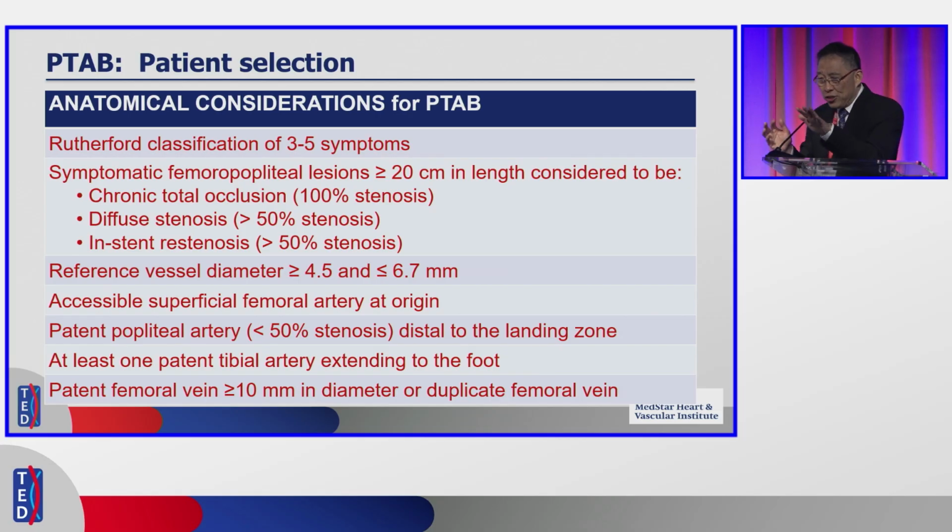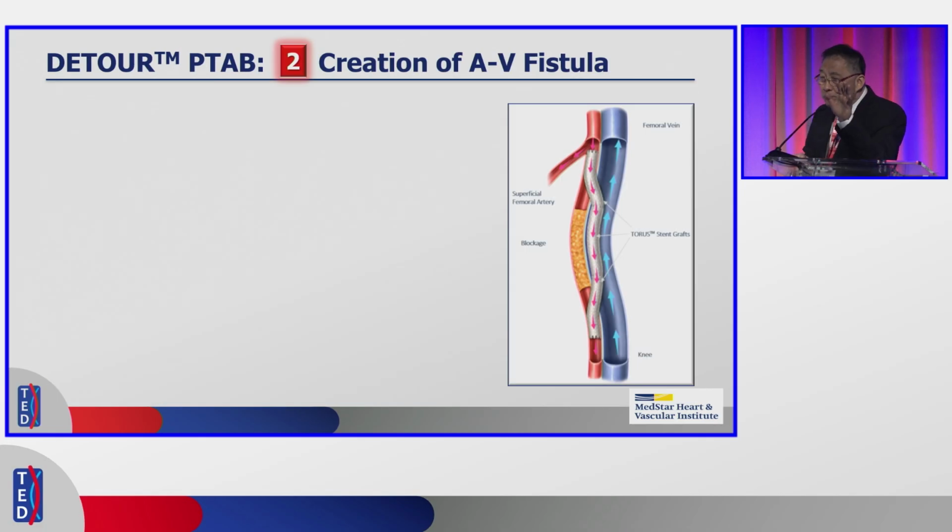Patient selection, I think this is very, very obvious: the CTOs, symptomatic, of course. Then the key thing is I have to have a vein that's more than 10 millimeters, or a duplicated femoral vein. The last thing you want is a small vein, then you cause DVT and all the problems. Then you like to have at least 1 vessel runoff. And for me personally, I like to have at least 2 vessel runoff, based on all the data that ePTFE grafts stay open if you have 2 or more vessel runoff.